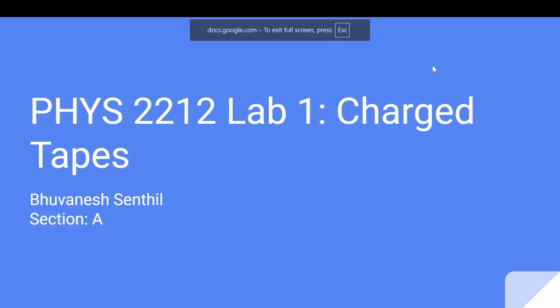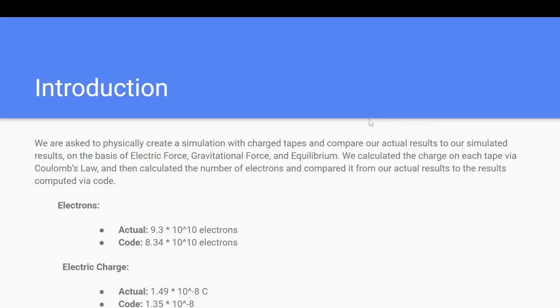This is my presentation on Lab 1, which is charge tapes. We are asked to physically create a simulation with charge tapes and compare results to our simulated results on the basis of electric force, gravitational force, and equilibrium. We calculated charge in each tape by Coulomb's law and calculated the number of electrons and charge. And we had the charge from the electrons and the electric charge shown below.